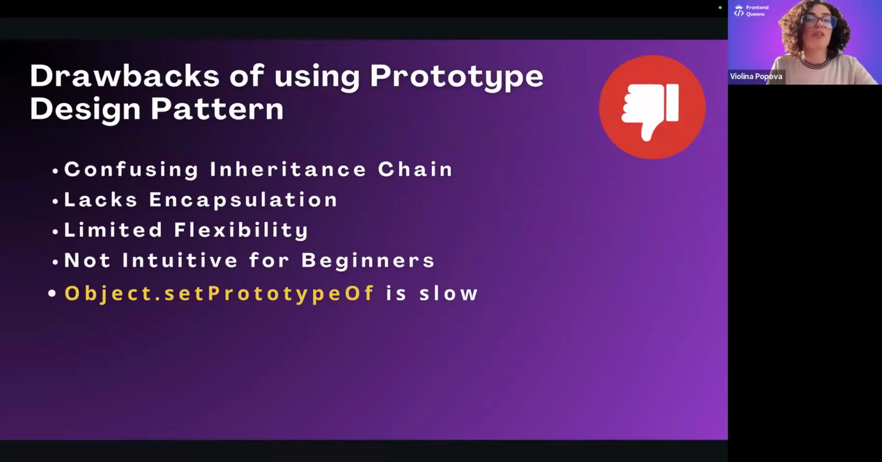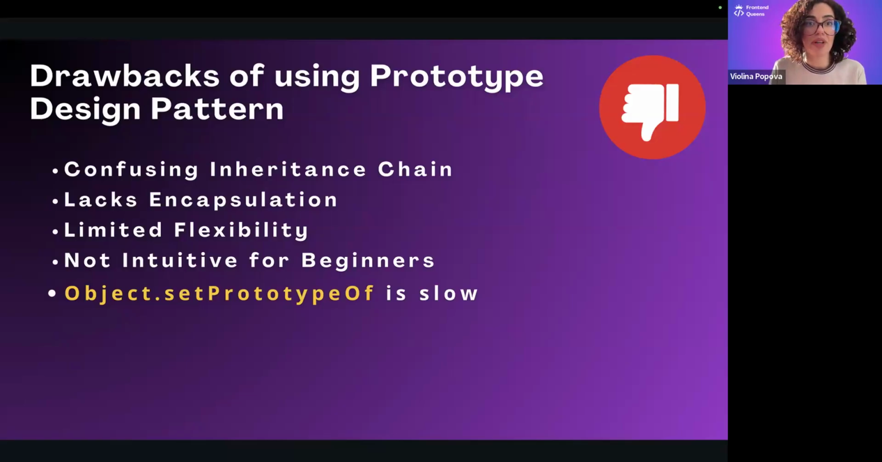While the prototype pattern offers some compelling advantages, like any design pattern, it's not a silver bullet. There are definitely some drawbacks and potential pitfalls we need to be aware of. One of the biggest challenges, particularly in larger applications, is the confusing inheritance chain. As we saw, JavaScript walks up the prototype chain to find properties. If these chains become very long, deeply nested, or circularly referenced, they can become incredibly complex and difficult to debug and reason about. Tracing where a particular method or property is coming from can be a real headache.